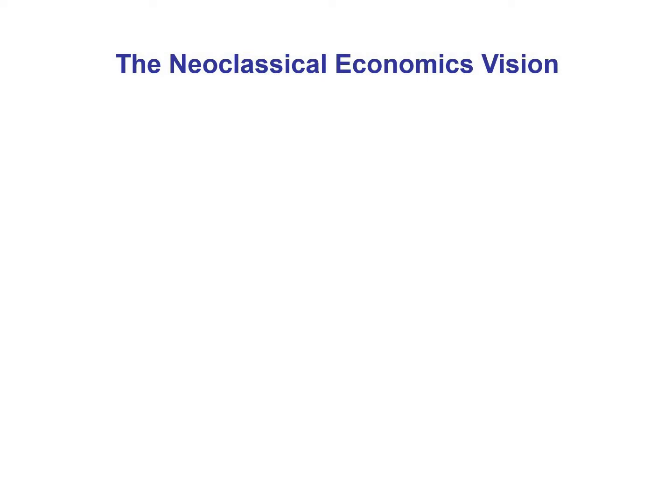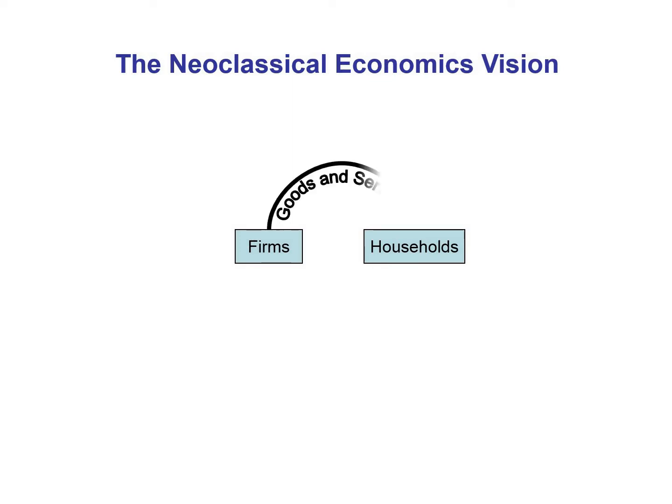Let's start with the neoclassical vision. If you open a standard neoclassical economics textbook, you'll find the circular flow diagram. In the diagram, the economy has two parts: firms, or businesses, and households. Firms produce and supply goods and services to households, while households demand goods and services from firms. Firm supply and household demand meet each other in the goods and services market, this upper loop. Prices are determined there by the interaction of supply and demand.